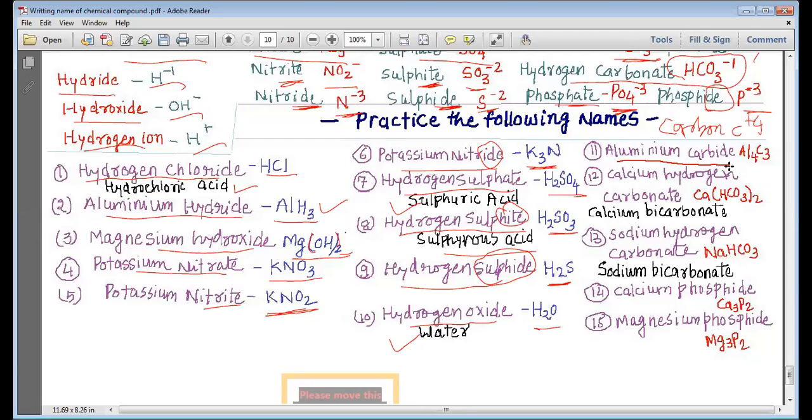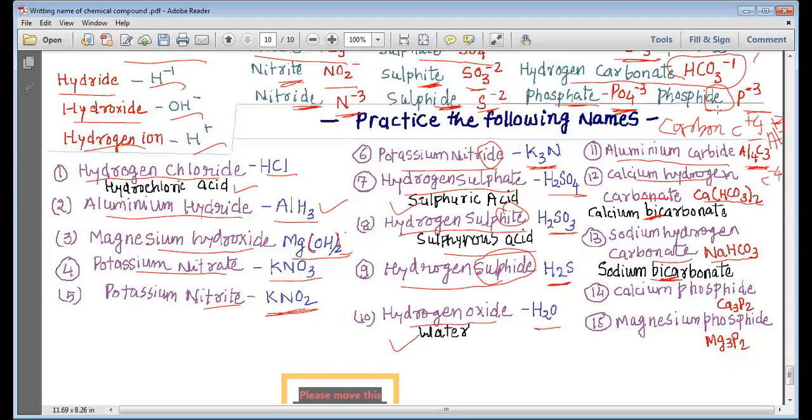Aluminum carbide is Al4C3. Remember, my dear students, here carbide is C minus 4 and aluminum is Al plus 3. So this is how you write aluminum carbide. Calcium hydrogen carbonate is Ca(HCO3)2, also known as calcium bicarbonate. Sodium hydrogen carbonate is NaHCO3, also known as sodium bicarbonate.